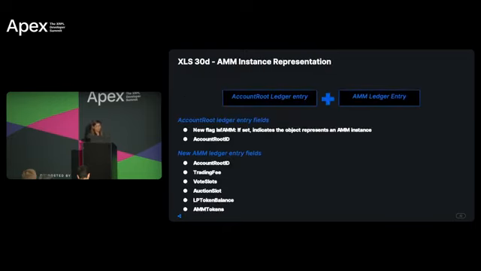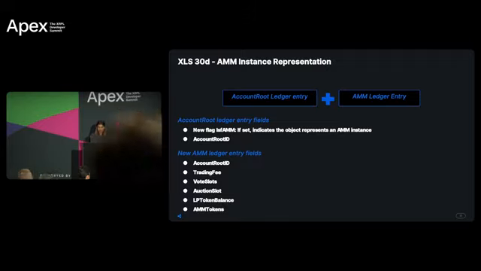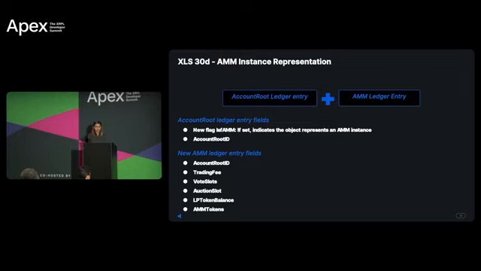So how do we represent an AMM instance on the XRP ledger? We propose to use the existing account root ledger entry, plus we introduce a new ledger entry that is called AMM. Together, these two represent an AMM instance on the XRP ledger. For the account root ledger entry, we introduce one new flag, lsfAMM, and if set, it represents an AMM instance. And the account root ID is derived as a function of the issued assets to make it unique per asset pair. We do not allow for multiple pools per asset pair.